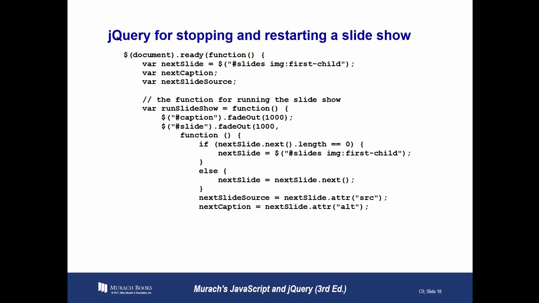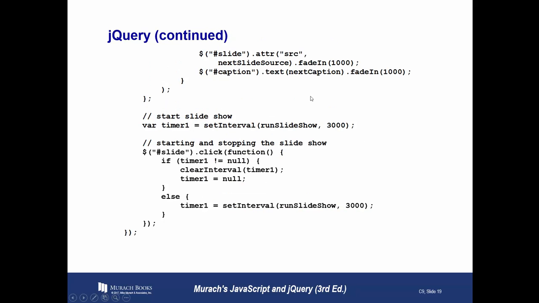If you look at the code, hopefully you can see it's pretty much the same as the code in the second example that we previously talked about. This function is followed by a statement that creates a timer variable that calls for the slideshow to run every 3 seconds. The last event handler uses the click event method to cancel and restore the timer on alternate clicks.